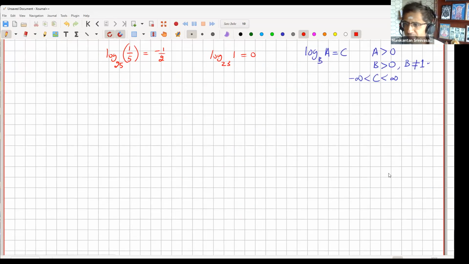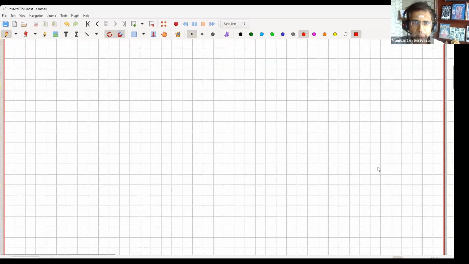Any doubts so far? Okay, let's go through some of the main properties of logarithm, right? So log of AB is log A plus log B. Okay, by the way, you'll see this.